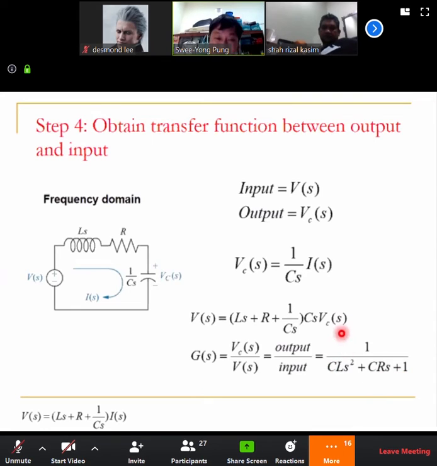Halfway answer. Actually, we still need to work on it. It is 1 over CLS squared plus CLS plus 1. Okay, we'll stop here, but actually we still need to work it until time domain. We need to do partial fraction expansion, and after that we do inverse Laplace to get the answer in the time domain. But for this slide, we'll just stop here. Are there any questions? You need to ask before you move to multiple loops, because when you go to multiple loops, it is slightly complicated.